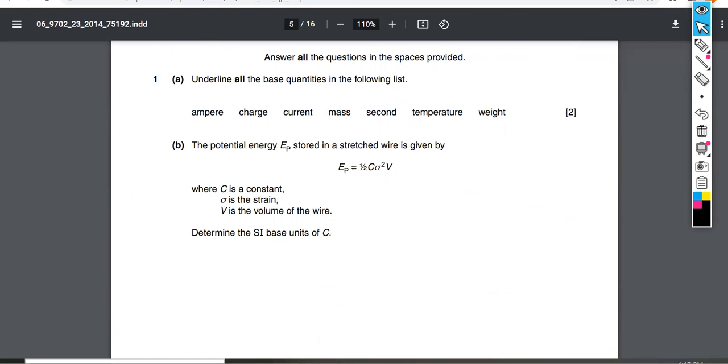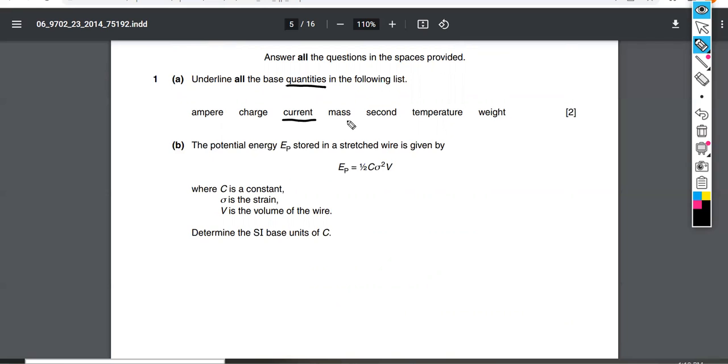Here we go. Underline all the base quantities from the following list. Take care for these questions that you know which are quantities and which are units, okay? An amp is a base unit of the quantity current. So current we'll underline, okay? It's a quantity. Amps are the units we measure current in. Charge is not a base quantity, but I argue that it should be. We should replace this one with charge, but maybe someday. Right now, current is the base quantity.